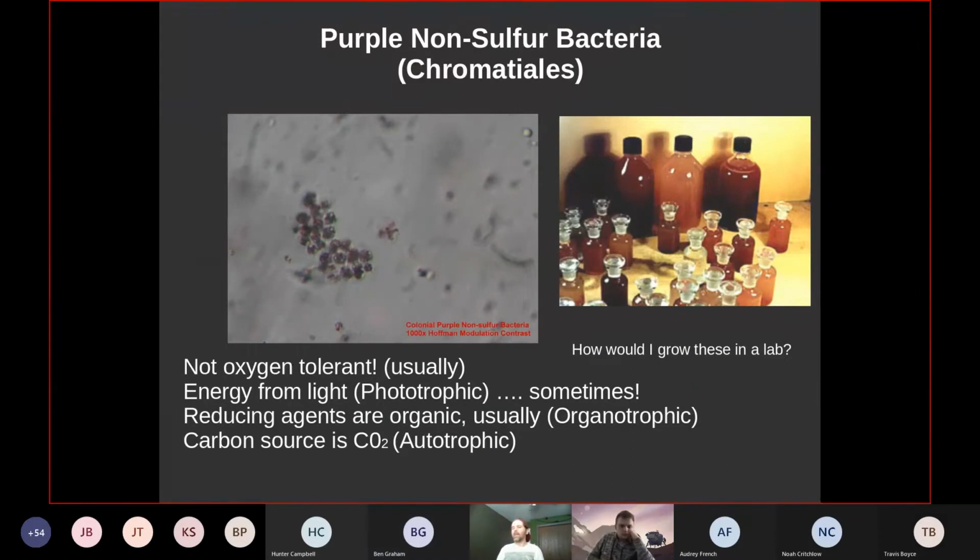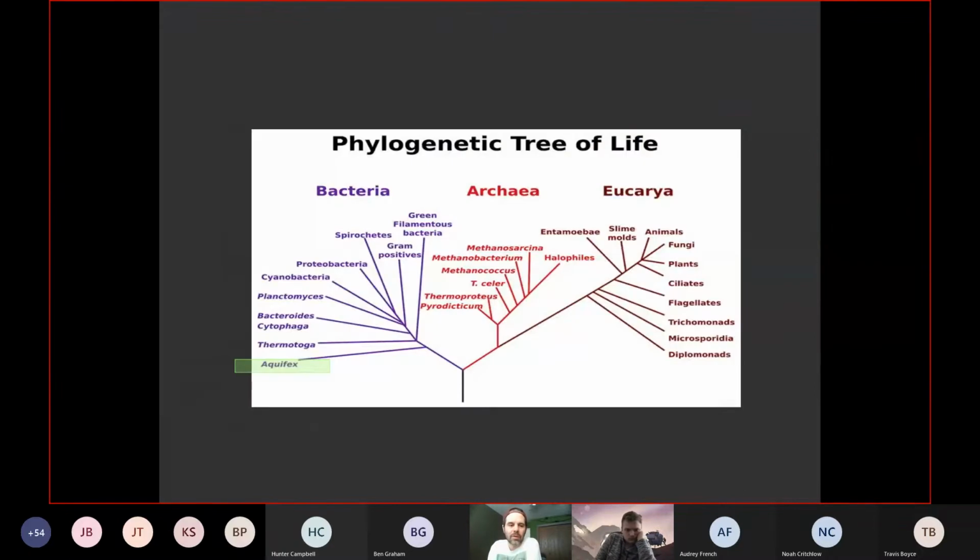And then one more weird bacterium, Aquifex. What can you tell me about this bacterial group based on this tree?